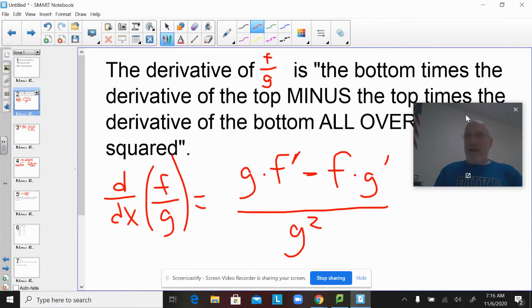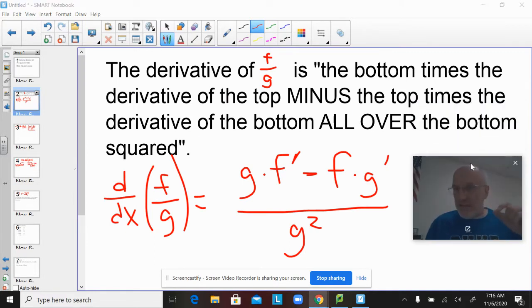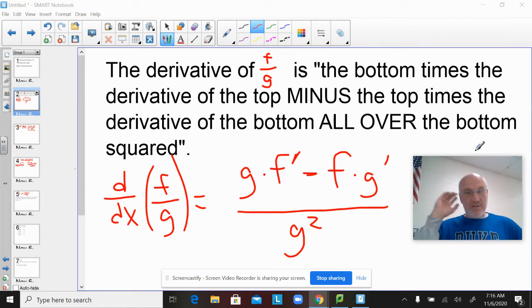The derivative of f over g, f divided by g, that's a quotient, is, and this is the phrase you need to know: the bottom times the derivative of the top minus the top times the derivative of the bottom, all over the bottom squared. I've said that 4 bazillion times in my teaching career. The quotient rule: the bottom times the derivative of the top minus the top times the derivative of the bottom, all over the bottom squared.